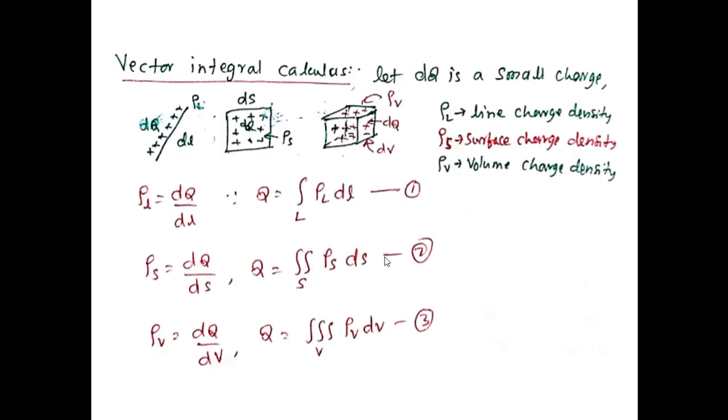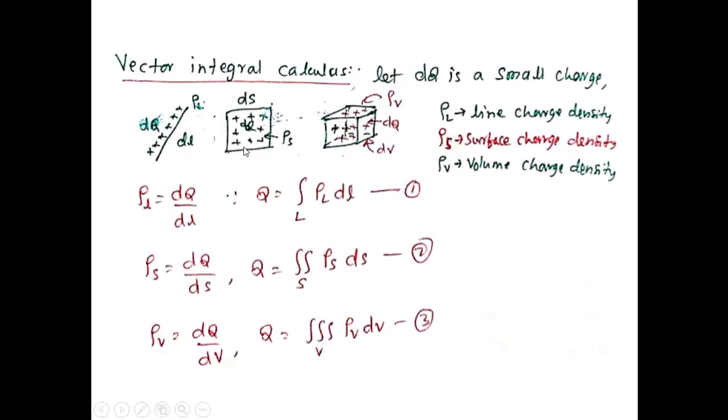Let dq be a small charge on a line of small length dl, and the small charge is plus dq. Rho l is the line charge density. It is defined as change in charge to the change in length. And if you integrate dq, we will get q is equal to line integration of rho l dl.